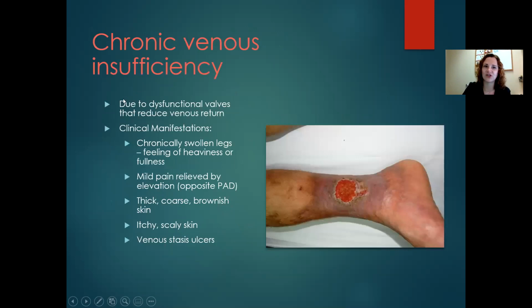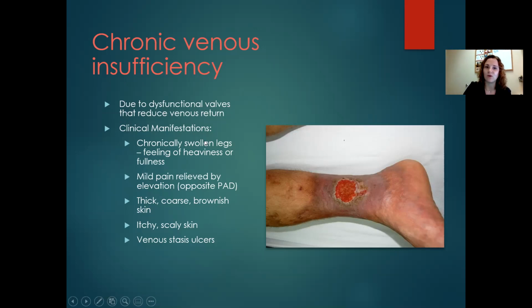Chronic venous insufficiency, so this would be like PVD, peripheral venous disease. These are opposite symptoms from peripheral arterial disease, which we talked about in part 1 of this PowerPoint presentation. So chronic venous insufficiency occurs due to dysfunctional valves that reduce venous return. So all this venous blood is getting stuck within the lower extremities.